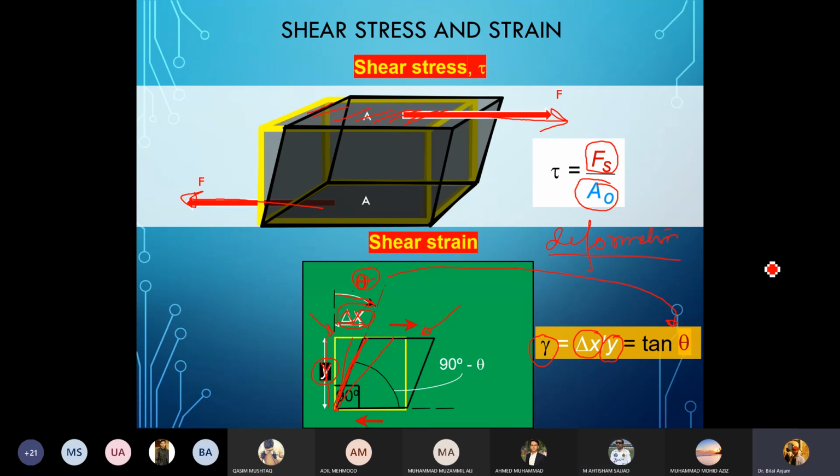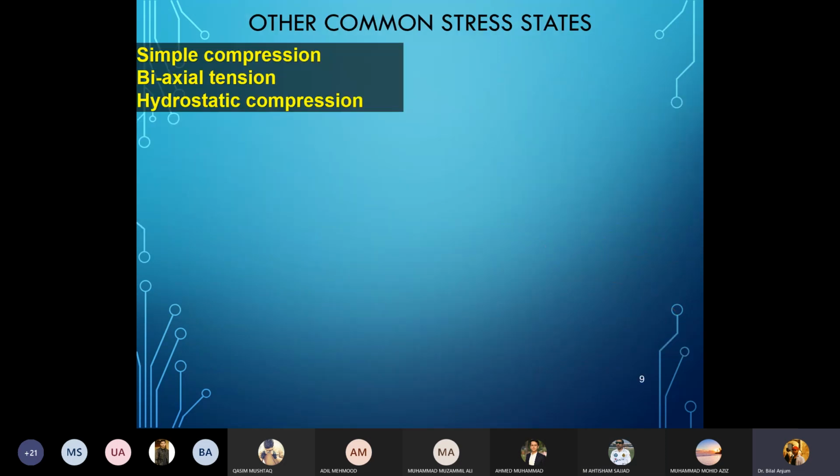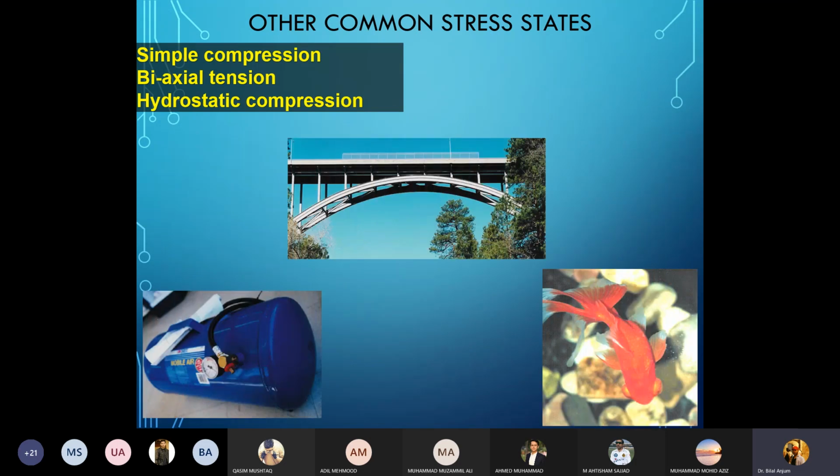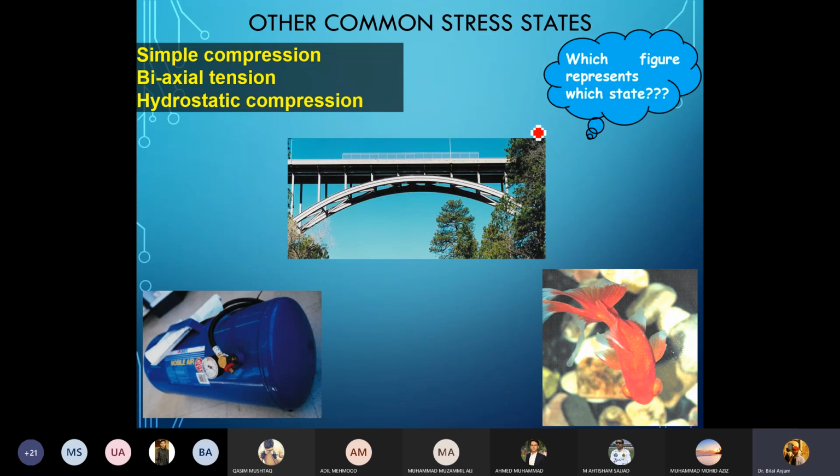Yes, sir. So wherever strain comes, it is basically representing the deformation in the material, whether it's tensile strain or shear strain. Now, other common states of stress, I'll show you 3 images. Could you see which figure represents which state? Which one is simple compression, which is biaxial tension and which is hydrostatic compression? Sir, the first one, the arch, is simple compression, biaxial is the cylinder, and hydrostatic compression is the fish underwater.